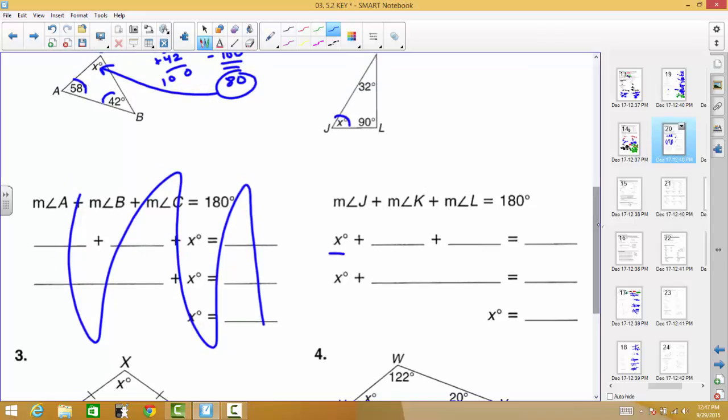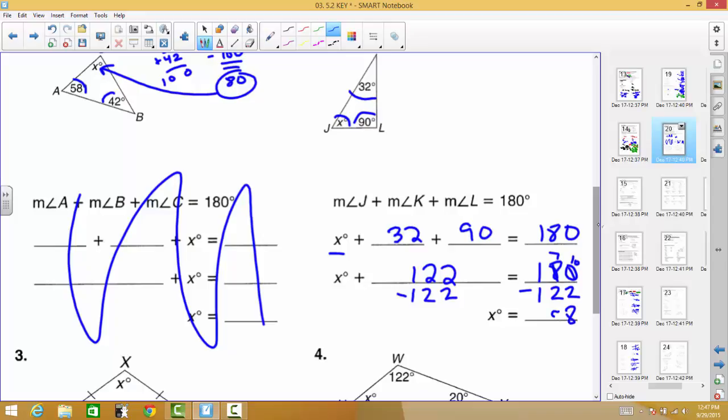That's right here. The measure of angle K is right here, 32. And the measure of angle L is right there at 90. Together, those add to give 180. So 32 and 90 is 122. So together that would add to give you 180. You need to get the x alone by subtracting 122. And then you will need to borrow. So 10 minus 2 is 8. 7 minus 2 is 5. And that is your answer, 58 degrees.